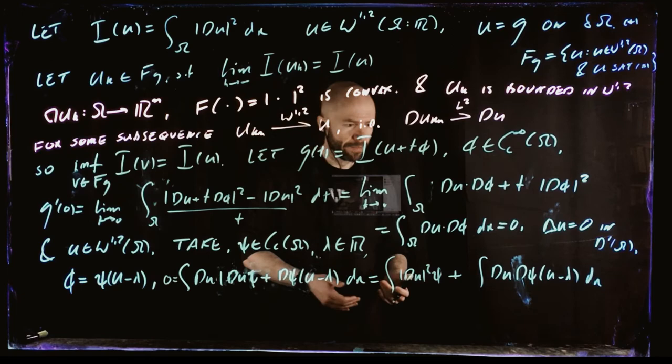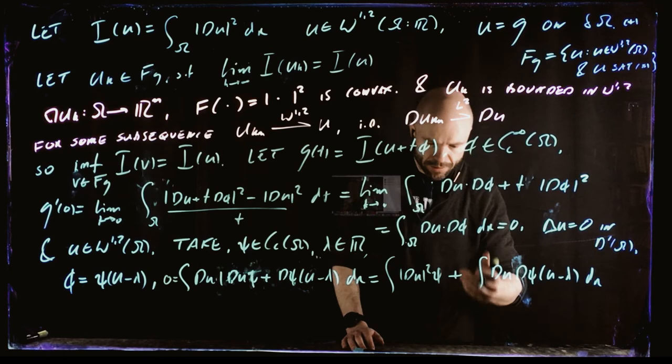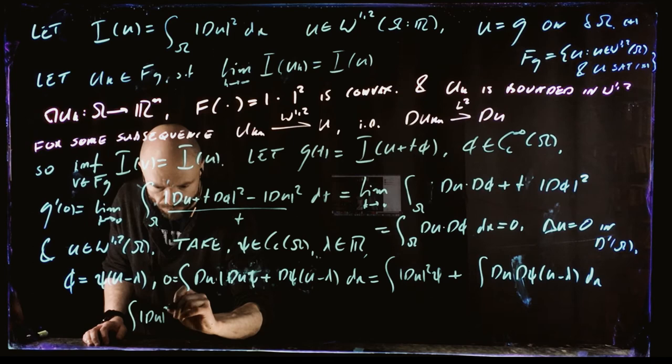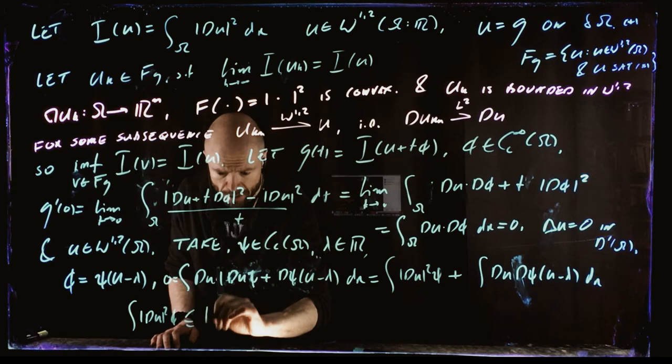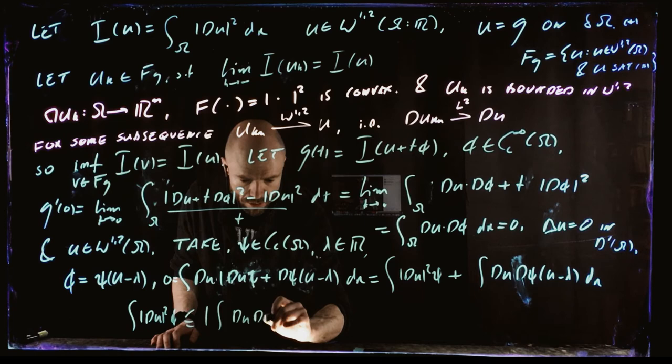But if we look closely at this, what does that allow us to do? That allows us to put this thing on one side, and it's less than the absolute value of the integral of Du times D phi times (u minus lambda), like this, dx. Okay.